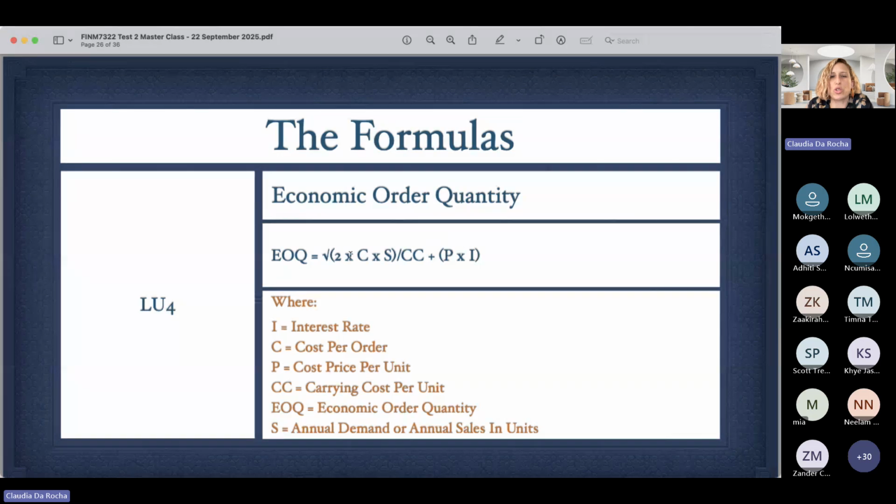So it's the square root of 2 times your cost per order times your annual demand or annual sales in units, divided by your carrying cost per unit plus the cost price per unit times I. This P times I here is only applicable if the inventory has been funded by debt. So you need to look out in the question if they mention that. If there is funding with debt, then your P times I is applicable. If there's no mention of inventory being funded by debt, you will then drop this part of the formula and just have it divided by CC, which is the carrying cost.